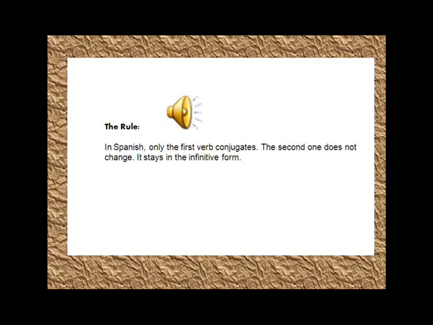Here's the rule. In Spanish, only the first verb conjugates. The second one does not change. It stays in the infinitive form. Remember, the infinitive form is the form in which you have the AR, ER, or IR ending unchanged.